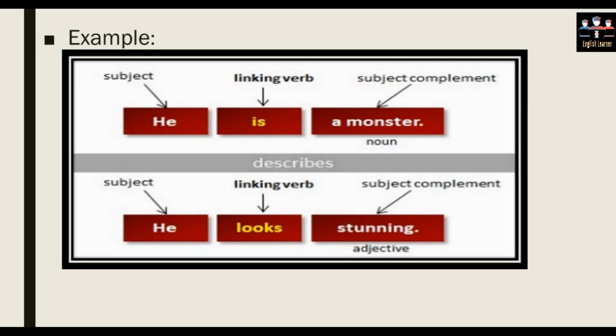Next example, describing an adjective. He looks stunning. In this example, he is the subject, looks is the linking verb, and stunning is an adjective as well as the subject complement. So looks in this example is acting like a bridge between he and stunning.